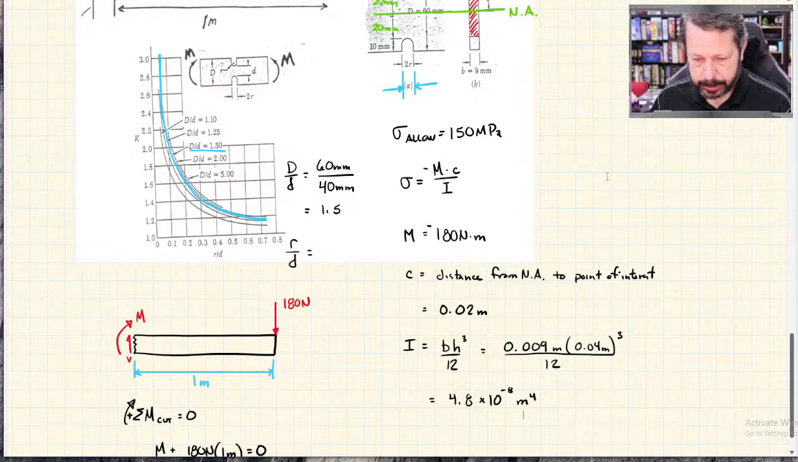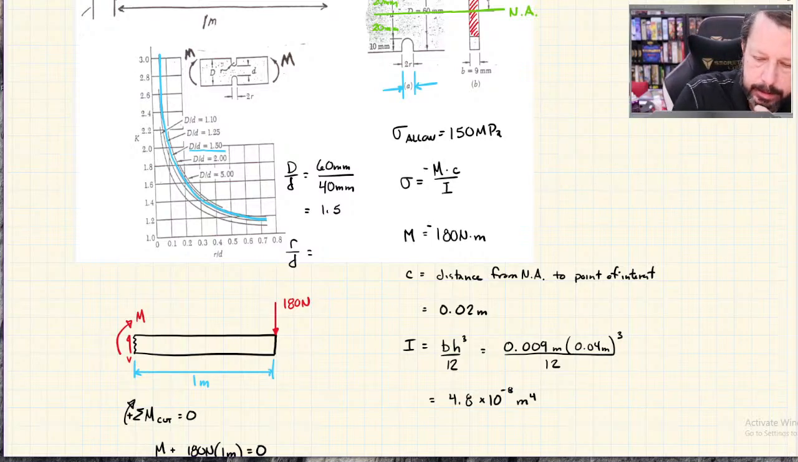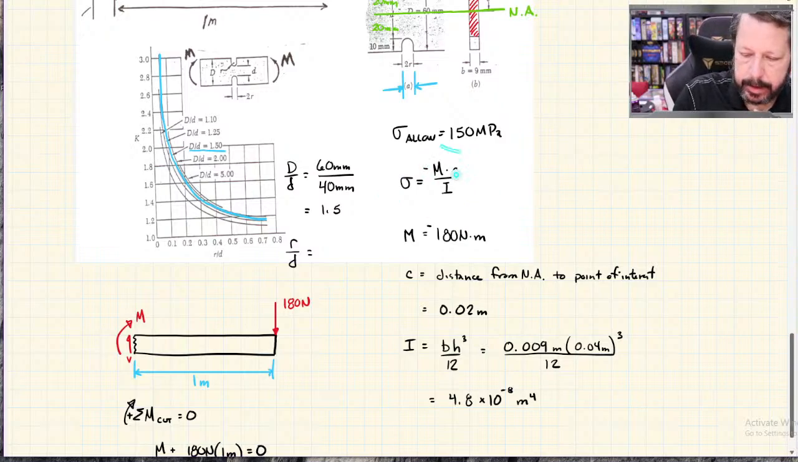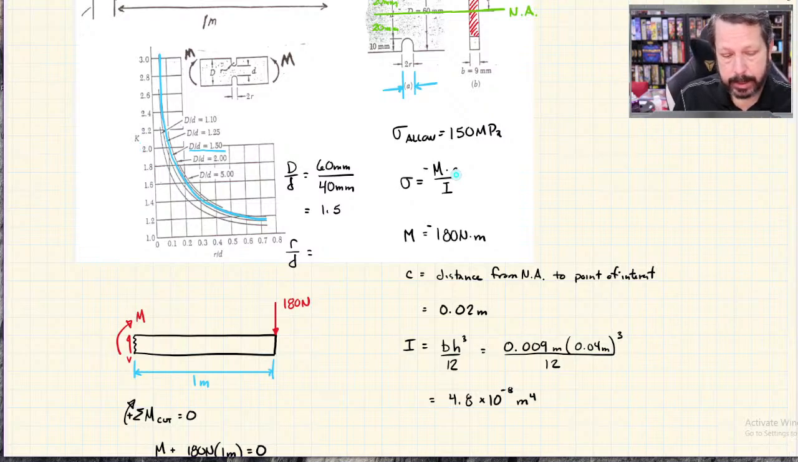Okay. So now I've got all the numbers I can plug in for M. And I've got a value that I can plug in for sigma. And I have most of what I can plug in for K, so I can calculate K using what I know, and then I can go back to my stress concentration chart, find that value for K, and figure out what the radius needs to be. So let's do all that.